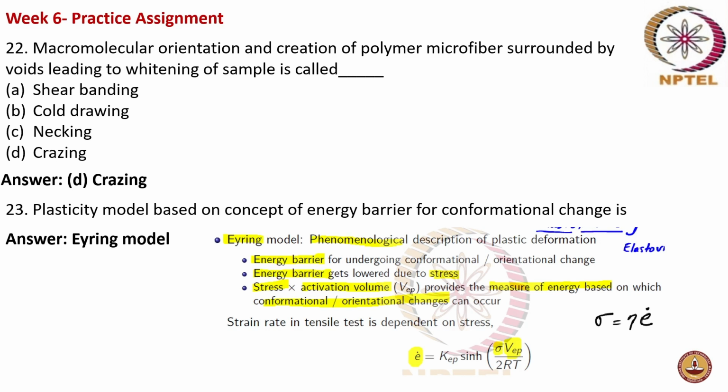In addition, for the previous question, where the macromolecular orientation and creation of polymer microfibers surrounded by voids lead to whitening of sample, which is nothing but crazing, a typical real life example is when you observe these transparent polythene bags and you pull and stretch them, the transparent bag starts to become translucent and starts whitening out. This is the classic real life example where you can visually see the crazing process happening.